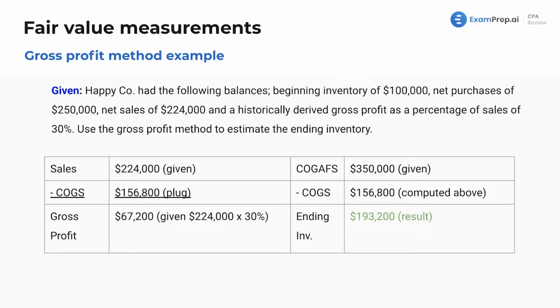Now, like always, it would not be a great explanation if not for seeing examples of it. So Happy Company had the following balances. We had beginning inventory of 100,000, net purchases of 250, net sales of 224, and a historically derived gross profit as a percentage of sales of 30%. Use the gross profit method to estimate the ending inventory.